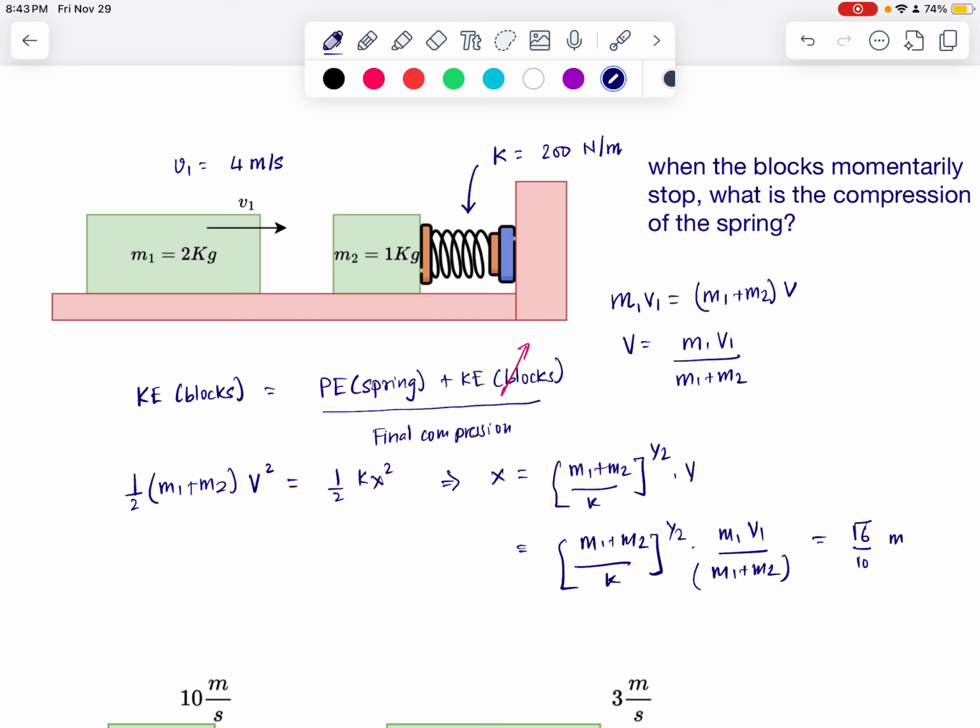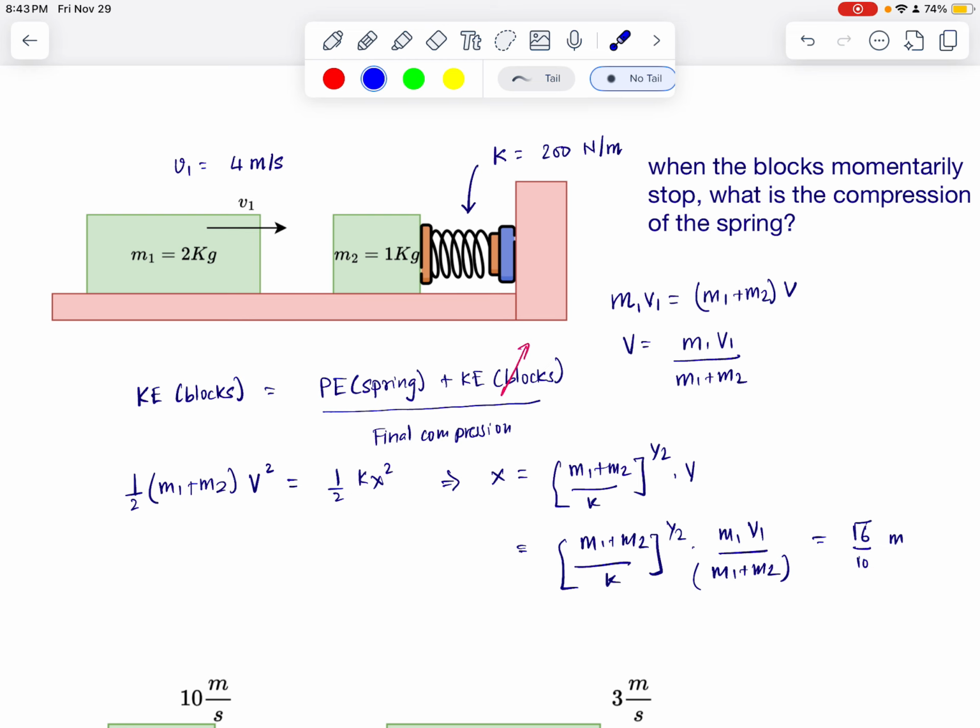Just to reprise the problem, we applied the law of conservation of momentum to begin with to find the velocity of the two blocks moving together. Then we applied the law of conservation of energy. It is possible because there are no dissipative forces here. So we cancel out the halves and we find that x equals square root of m1 plus m2 divided by k times v, and we plug in the value of v and do the math and we find that x equals square root of 6 over 10 meters.